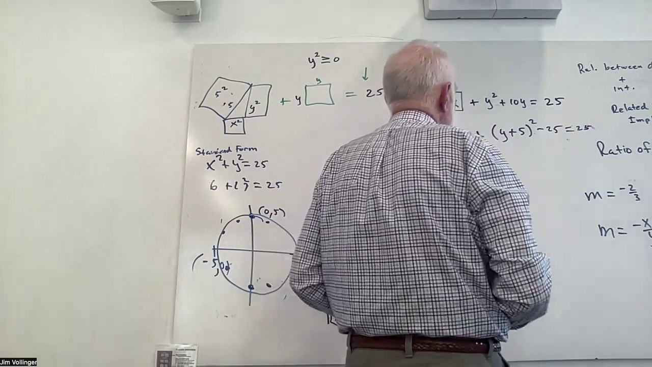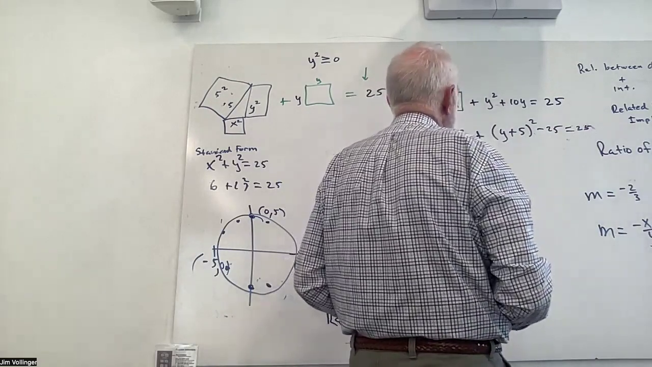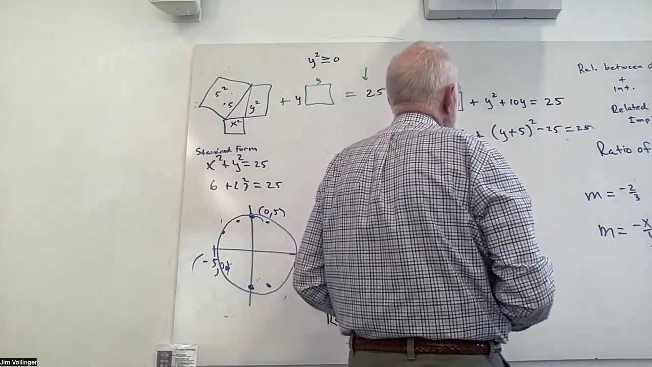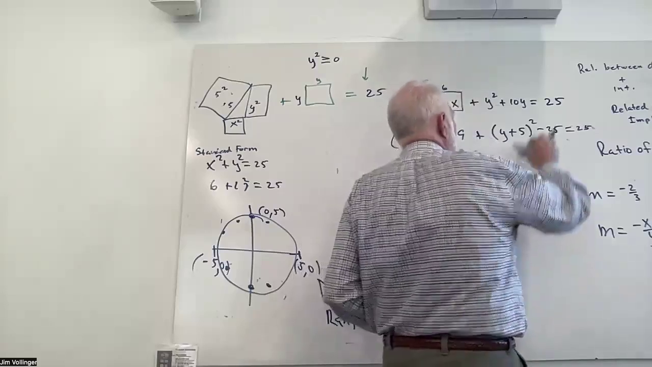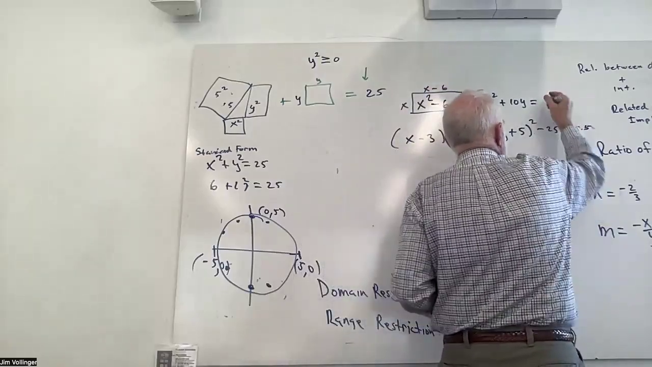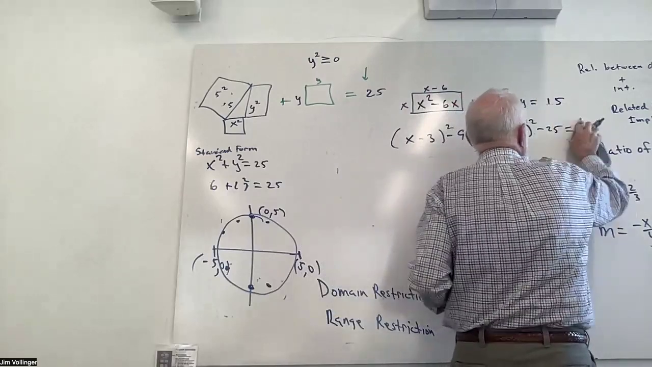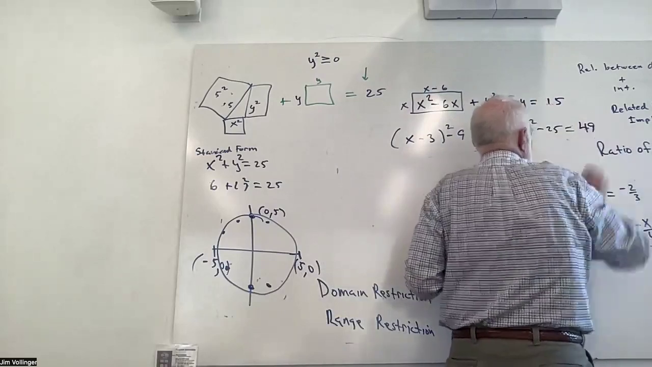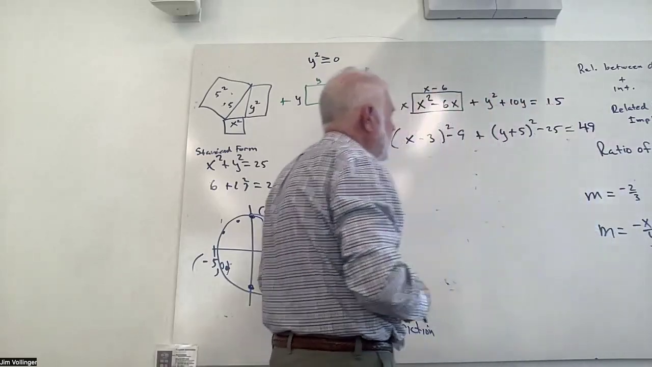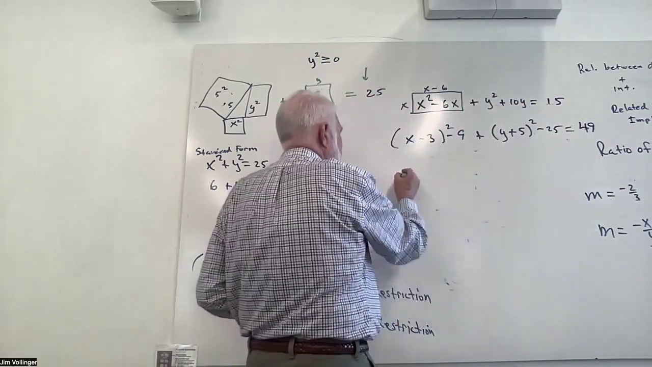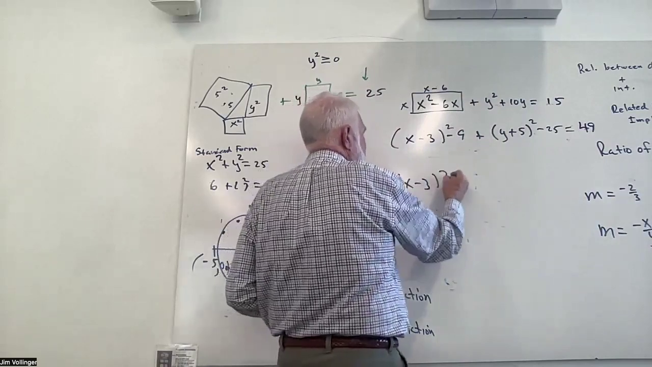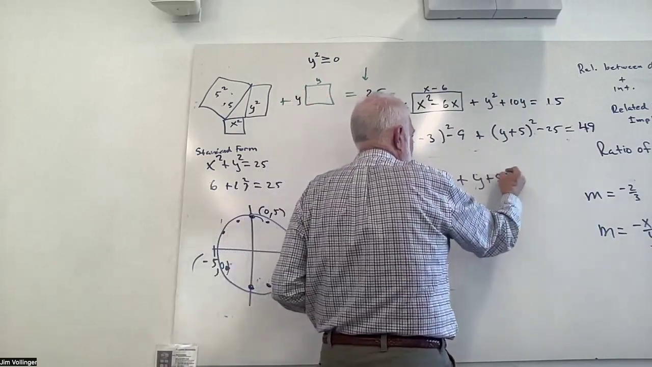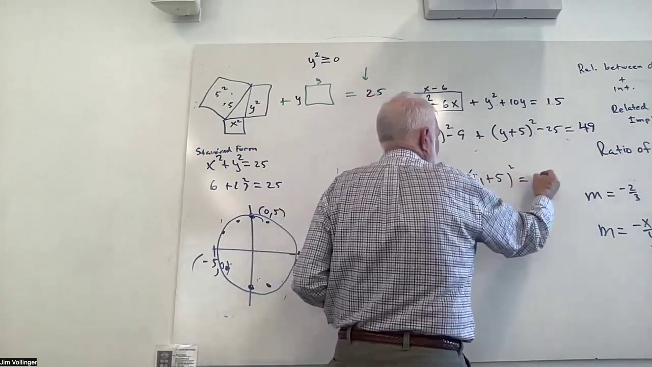Did I miscount? 25 plus 9 is 34. 34 and 15 is 49. So I want this to be a nice round number for you. So now, if I add 25 and 9 to that, I get 49. And so what do I have? If I move everything, I get (x minus 3) squared plus (y plus 5) squared equals 49.